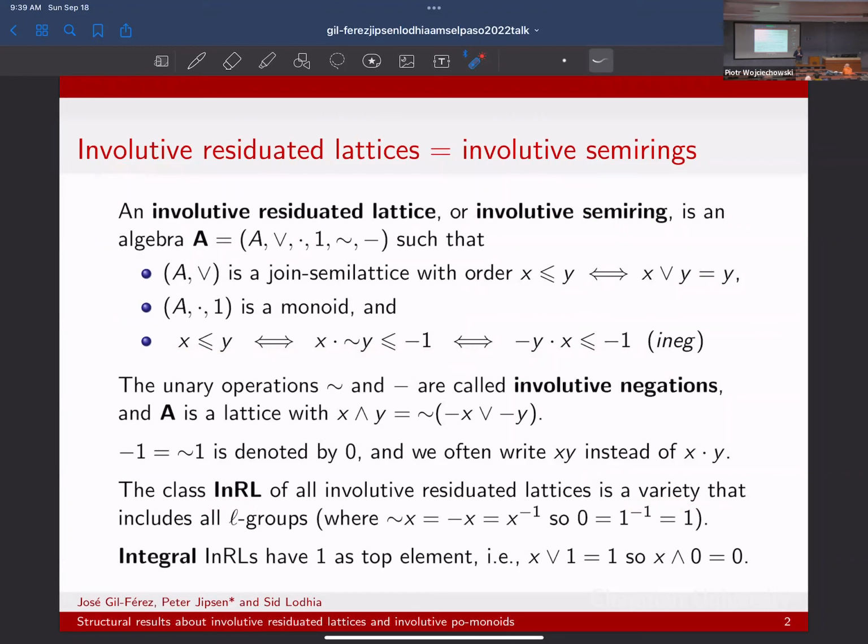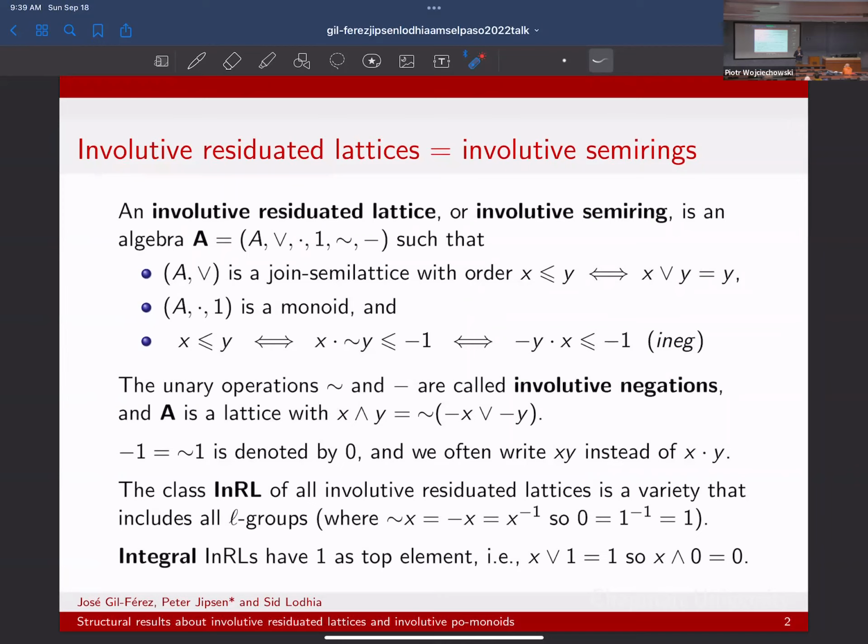But the point is that it includes all lattice ordered groups. So it's a generalization of lattice ordered groups. Every lattice ordered group is an involutive residuated lattice. And the way you get to lattice ordered groups is just the two unary operations are the same, and they're actually the inverse. And so that means that when you calculate this 0, which is minus 1 in our notation, it's actually the inverse of 1, which happens to be 1. So in lattice ordered groups, the 0 and the 1 are the same constant element.